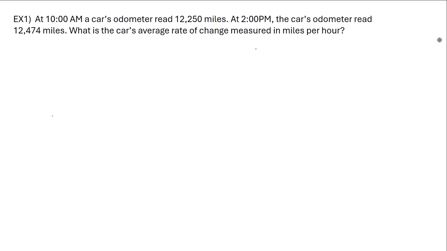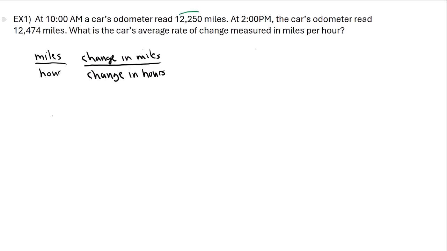So a car starts at 10 a.m., drives a little bit of time, and then at 2 p.m. checks the odometer and it went a certain distance, right? We want to figure out the car's average rate of change during that time period. So we're going to use the unit miles per hour because that was given to us in the problem. And to calculate the average rate of change, we're going to look for the change in miles and divide it by the change in time, which in this case is hours.